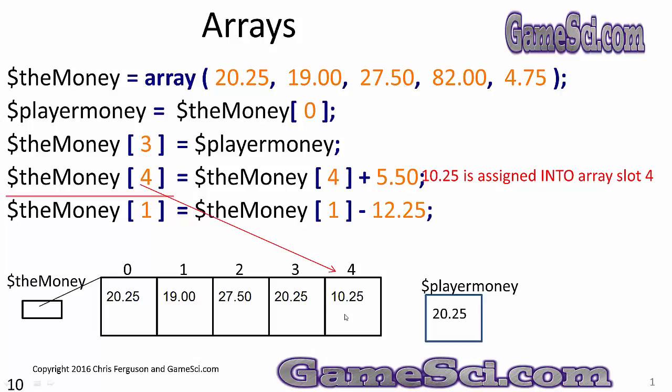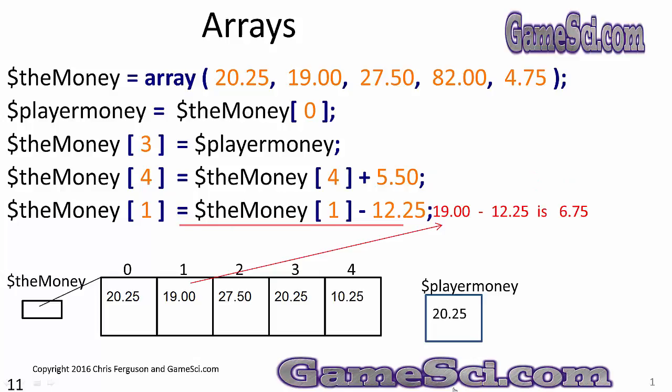As you can see, array assignments are destructive. When I put something new in position 4 of the array, it overwrites what was in position 4 of the array before. Let's do one more just to make sure we get the hang of it.